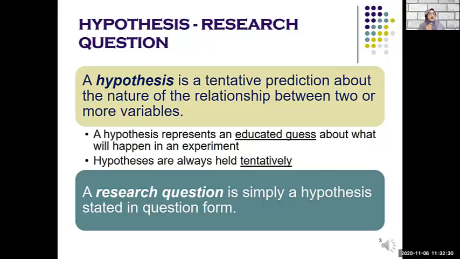A hypothesis is a tentative prediction about the nature of the relationship between two or more variables. A hypothesis represents an educated guess about what will happen in the experiment. Hypotheses are always held tentatively. That means it is not compulsory to have a hypothesis in your thesis. However, it is very good to make your thesis more clear. So a research question is simply a hypothesis in a question form.